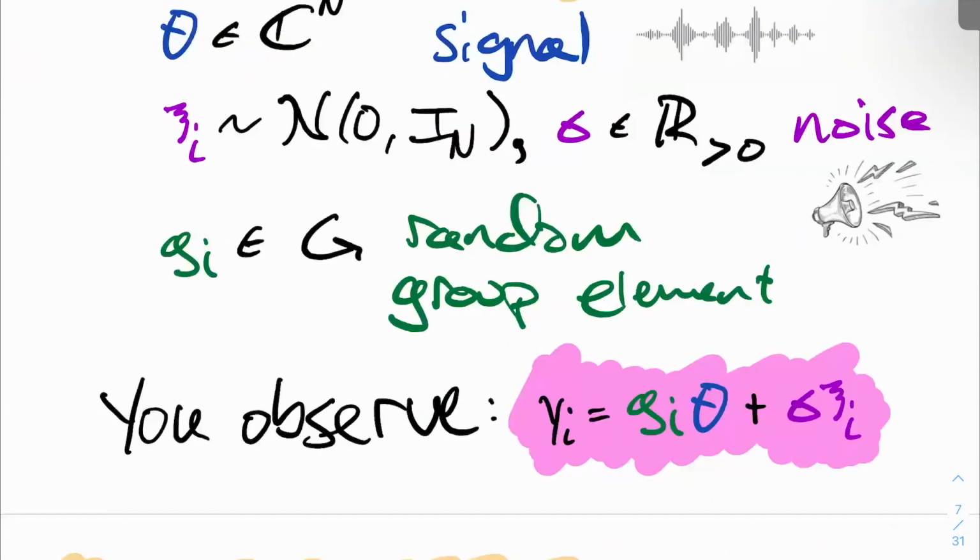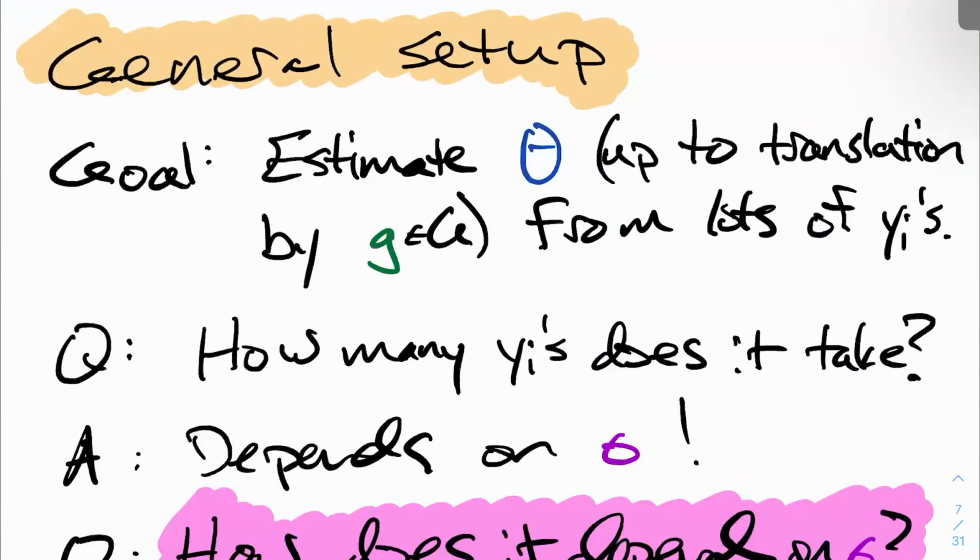Okay, so the goal is to estimate the signal. There's no hope to do better than to estimate it up to its orbit under the group action, because you hit it with a uniformly random group element. So as soon as you did that, you destroyed any information about where it was originally in its orbit.